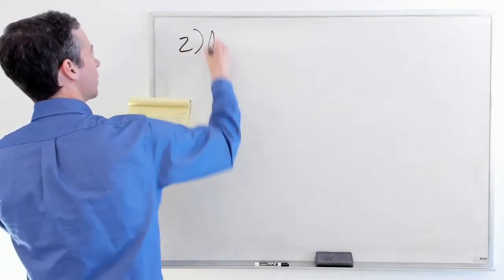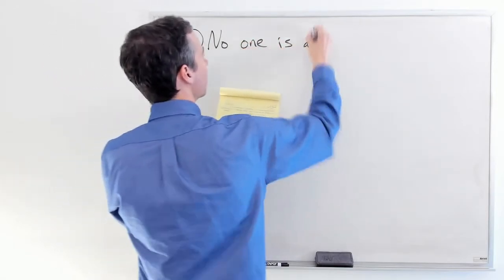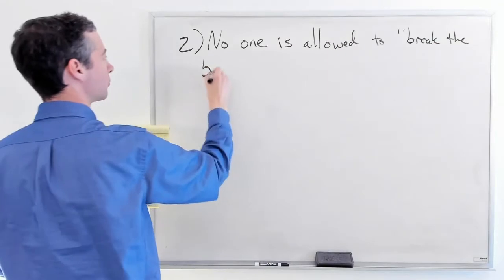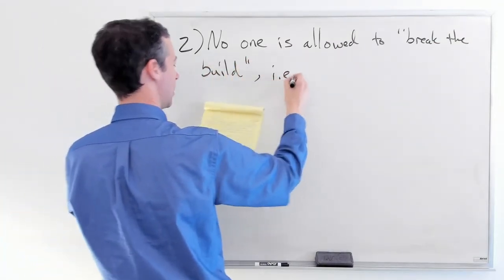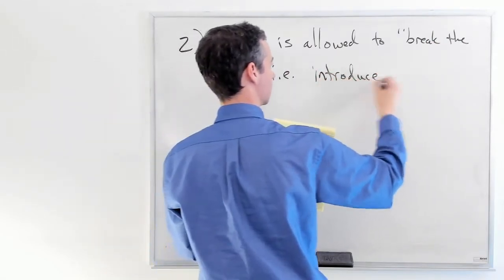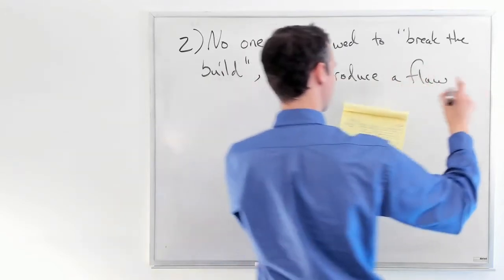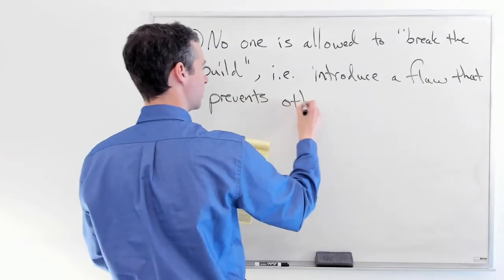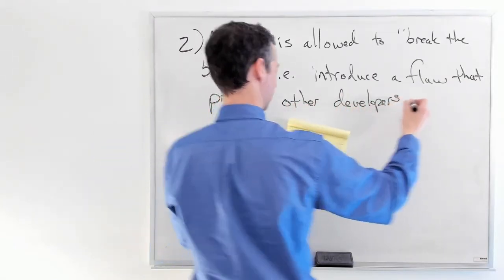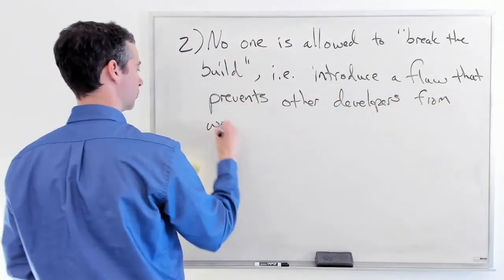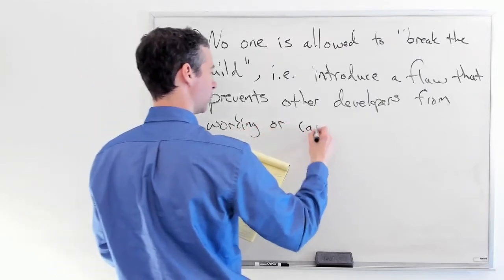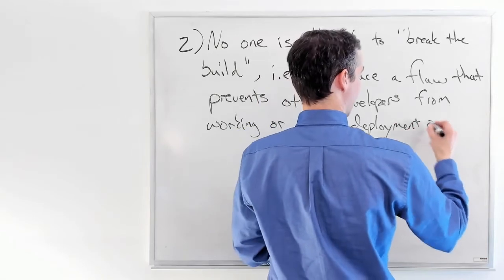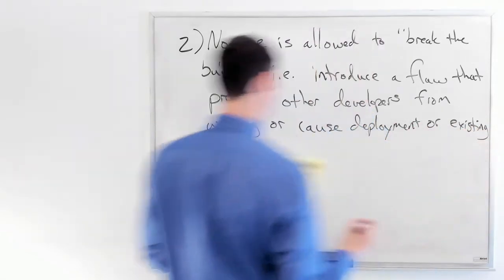But the second one, all the developers know that no one is allowed to, quote, break the build. Which basically means to introduce a flaw. We don't want any flaws, but in particular, ones that break the build are flaws that prevent other developers from working, or cause deployment, so we're trying to get it out there to the customer on Heroku or whatever, deployment or existing tests for that matter. Anything that causes existing tests to fail.